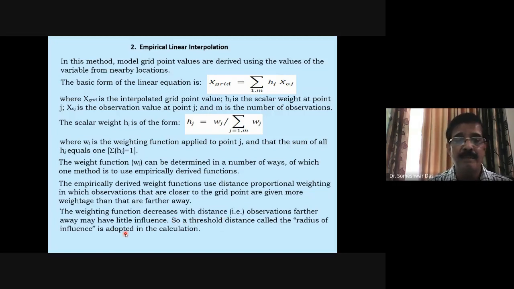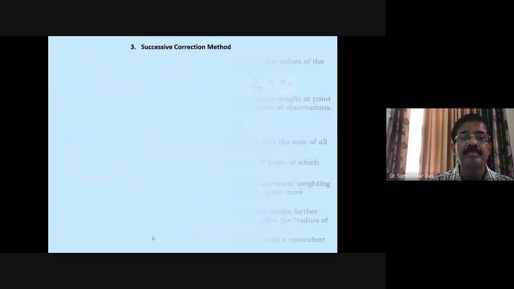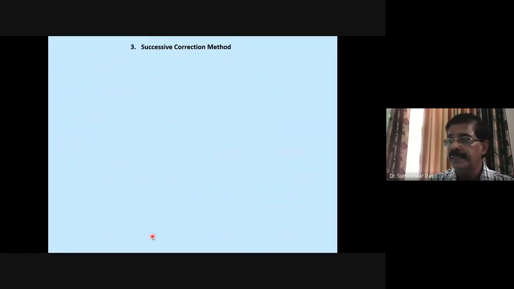Observations farther away may have little influence, so a threshold distance called the radius of influence is adopted in the calculation. I just tried to explain that, right? Radius of influence, it can be say 200 kilometers, 500 kilometers, depending on the density of the observations. Closer observations have higher influence and unit weight for a coincident observation. I just explained that. Okay. So that was the second method.